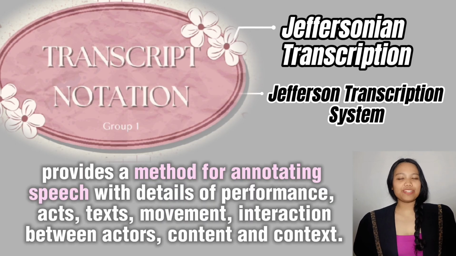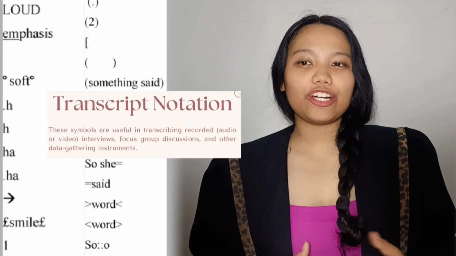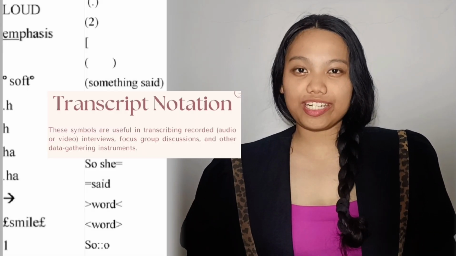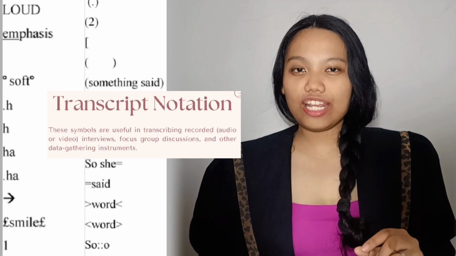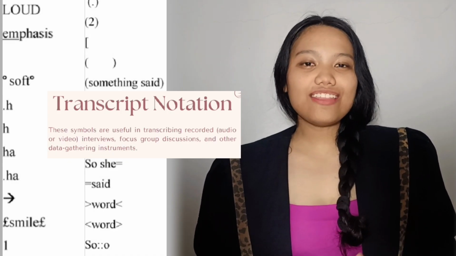Jeffersonian transcription provides a method for annotating speech with details of performance, acts, texts, movement, and interaction between actors, content, and context. This transcription contains symbols, and these symbols are useful in transcribing recorded interviews such as in audio or video, focus group discussions, and other data gathering instruments.